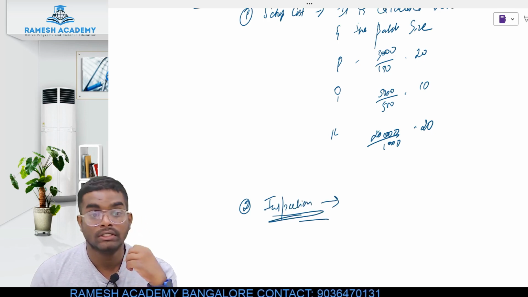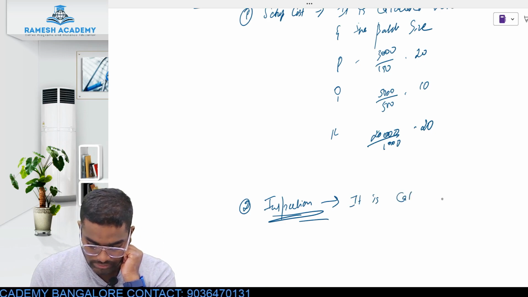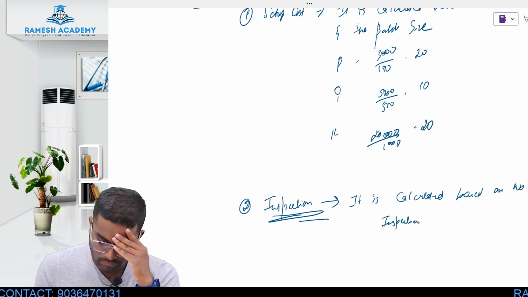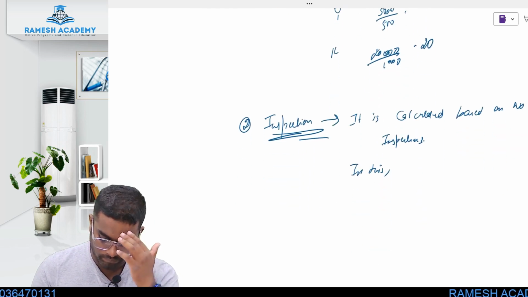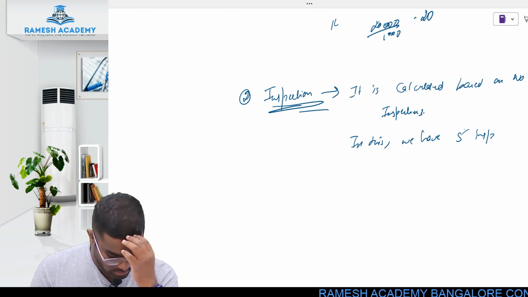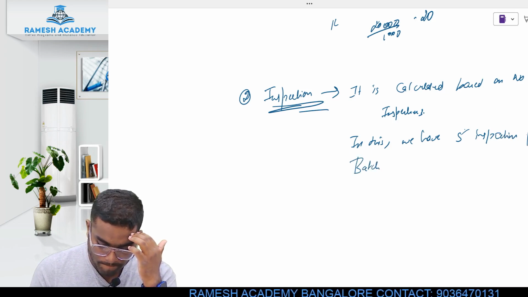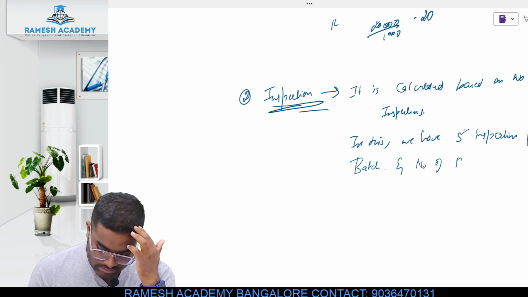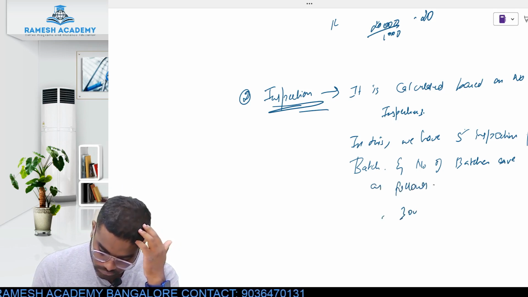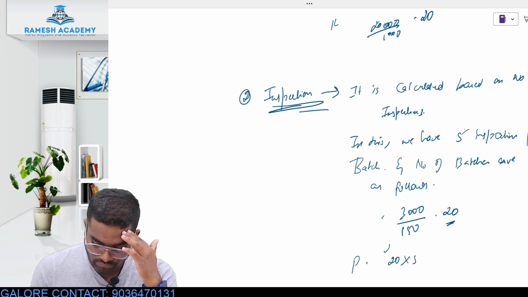I'm writing in detail so that if you want to revise after some days or during the examination, you can just go through these points. Inspection cost is calculated based on the number of inspections. We have 5 inspections per batch, and the number of batches is as follows: 3000 divided by 150, so here it is 20. In case of P it is 20 into 5.